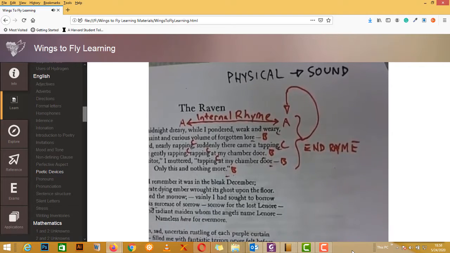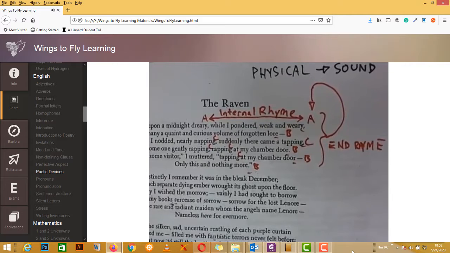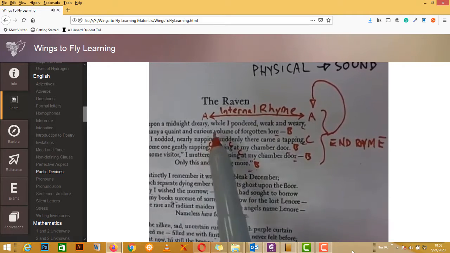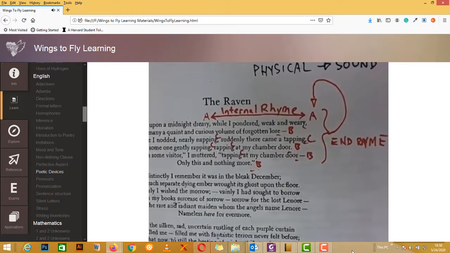So we have end rhyme and we have internal rhyme. I think more accurate for this one, because I'll give you a hint, it does use internal rhyme a lot, instead we would talk more about something like A, B, C, C, C, C, B, C, B, B, and it starts to get a bit complicated.